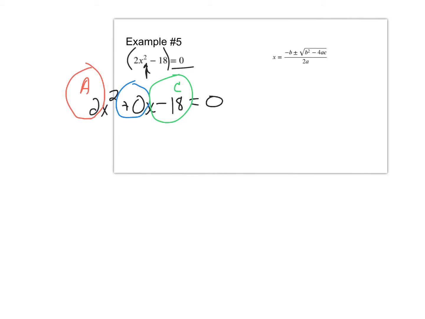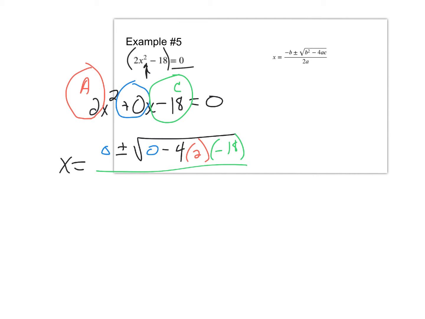Okay, so now let's get started. Let's fill in what we know. X equals negative B, so that's going to be 0, plus or minus radical B squared. 0 squared is 0. Minus 4 times my A value, which is 2, times your C value, which is negative 18, all divided by 2A, 2 times 2.